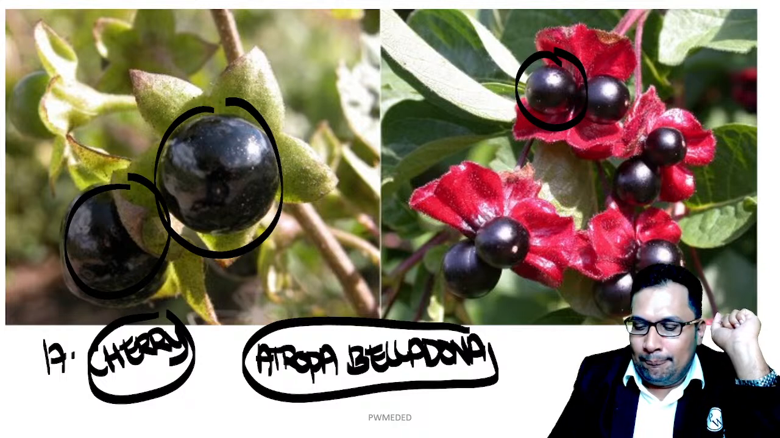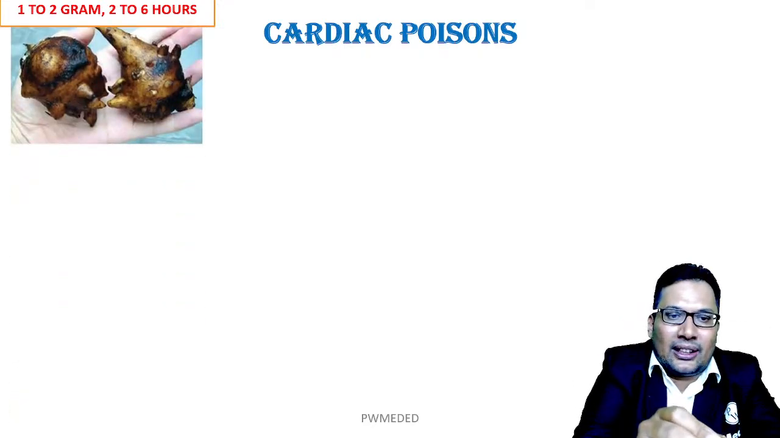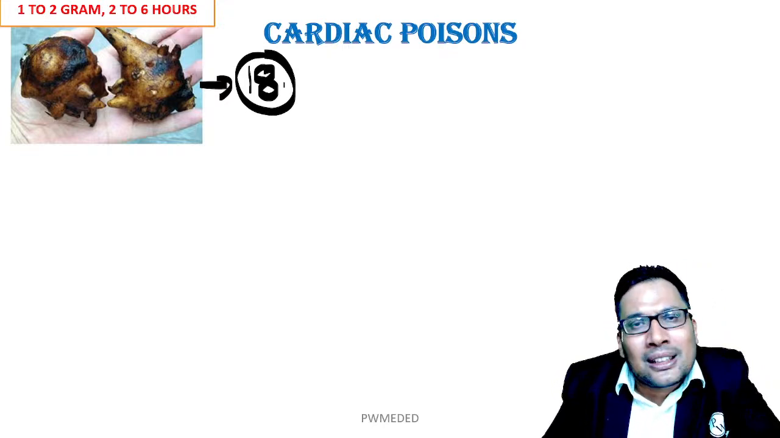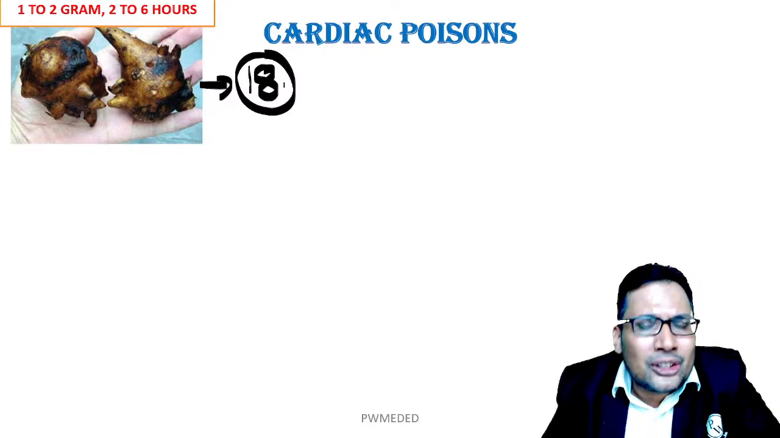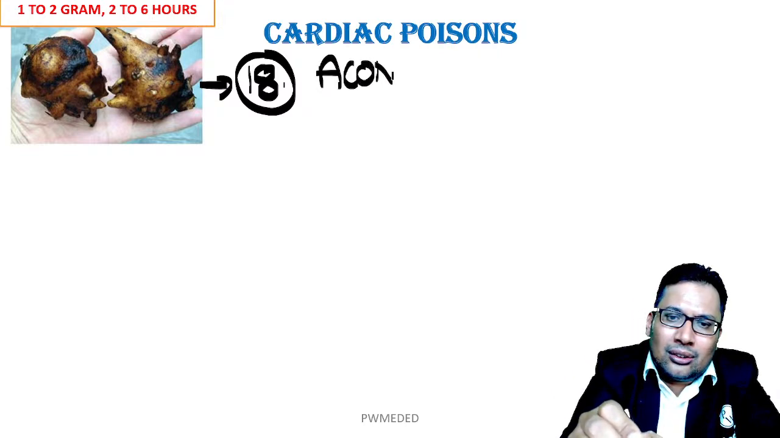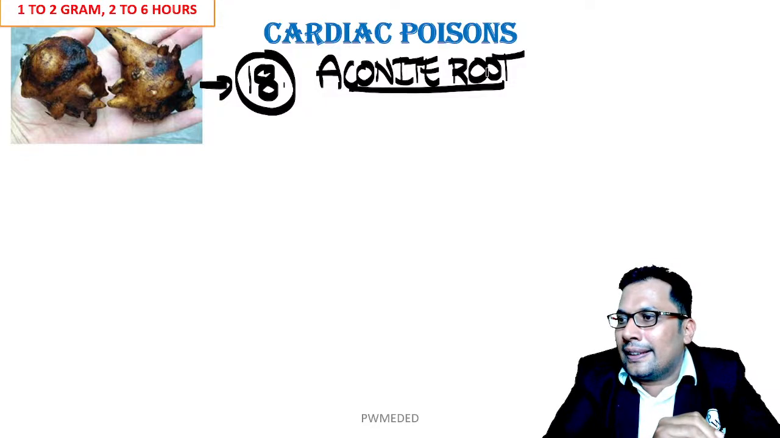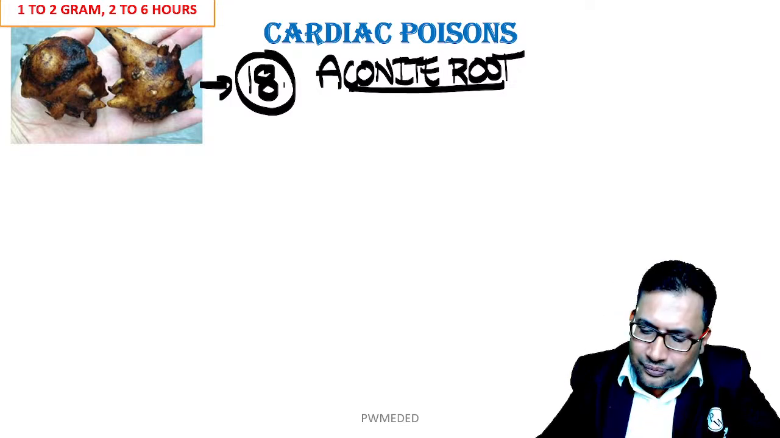Then 18. Some cardiac poisons. We'll discuss some cardiac poisons. Look at this. So what is this? Whenever some root is given in the exam, with salivation, hippus, arrhythmia, bradyarrhythmia, heart block given, it must be aconite. Okay, this must be aconite root. Aconite is a cardiac poison. It causes hippus. It is confused with the horseradish root.